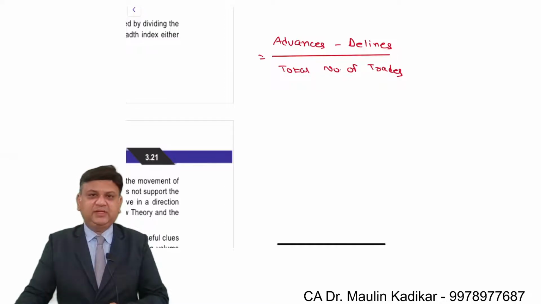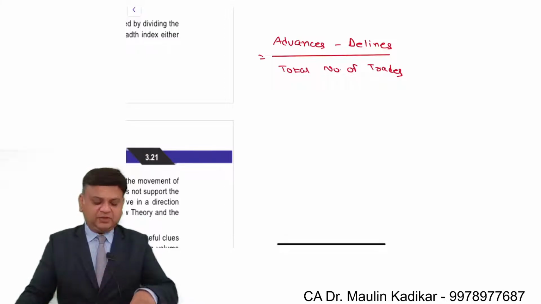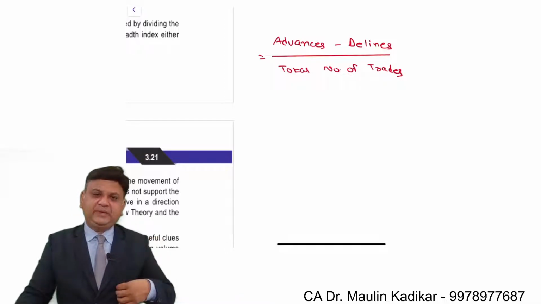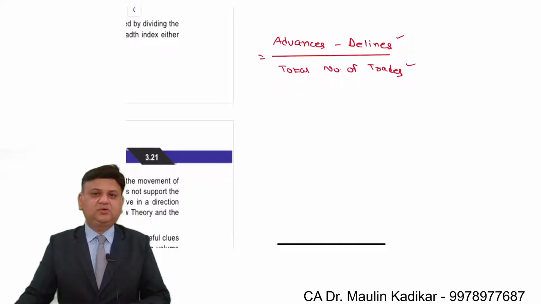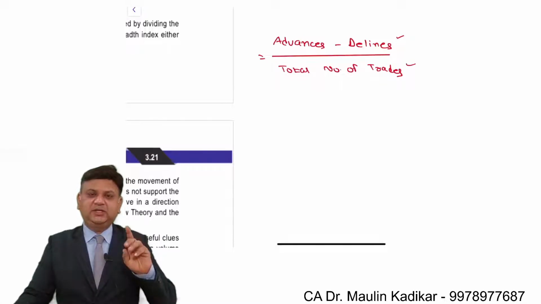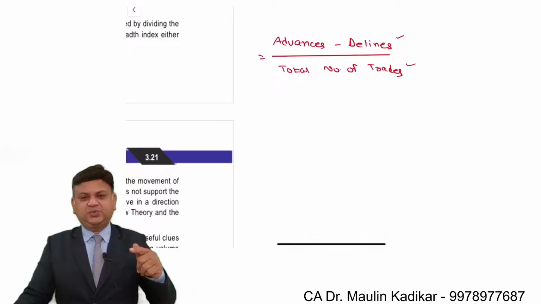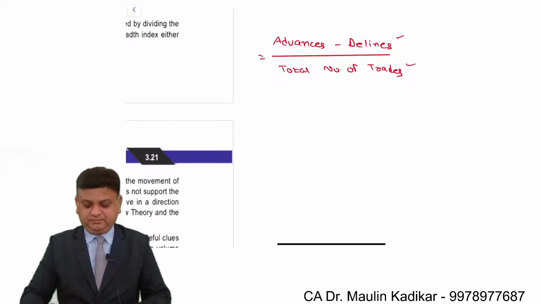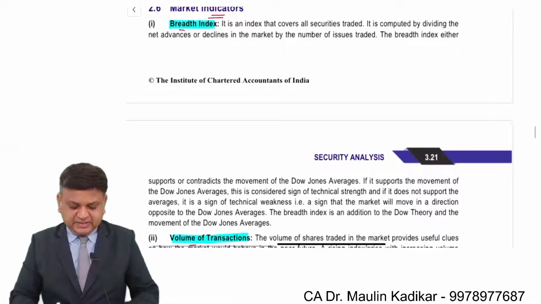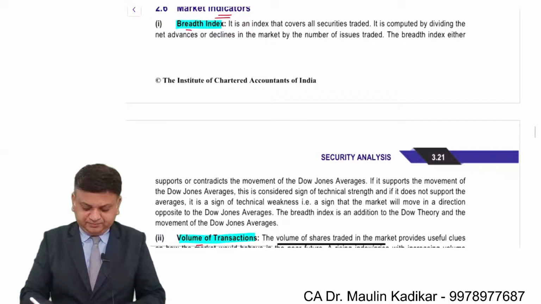In a way, we understand that whatever stocks have gone up during the period, minus whatever stocks whose value has gone down, the difference of that is calculated, divided by the total number of trades. Total number of trades will include three things: the number of securities for which the price increases, the price decreases, and the third, the prices remaining the same. That is the way the breadth index is calculated.